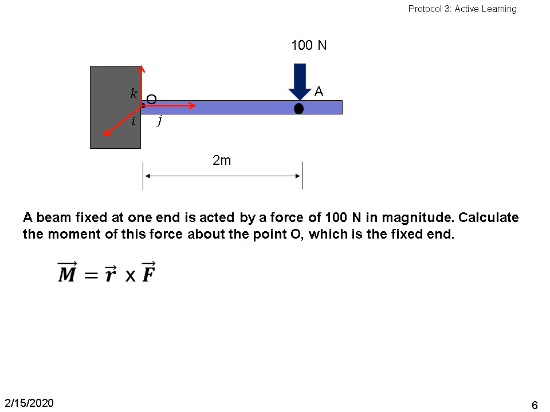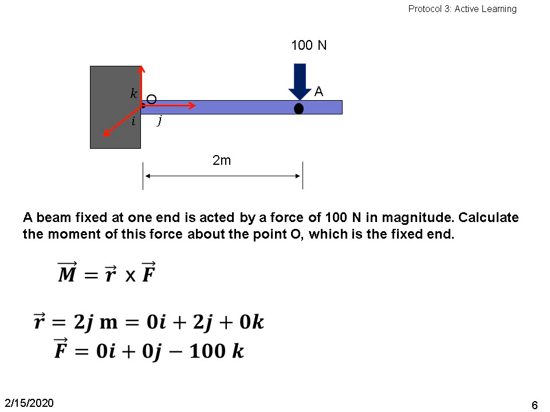Now consider a simple problem. A beam fixed at one end is acted on by a force of 100 Newton in magnitude. Calculate the moment of this force about the point O, which is the fixed end. By definition, the moment vector is R cross F. Now we can see that R, the position vector of the point of application A from O, is 2 meters in the J direction. So we can write the vector as this. Similarly, the force vector, which is 100 Newton acting in the minus K direction, we can write as 0I plus 0J minus 100K.